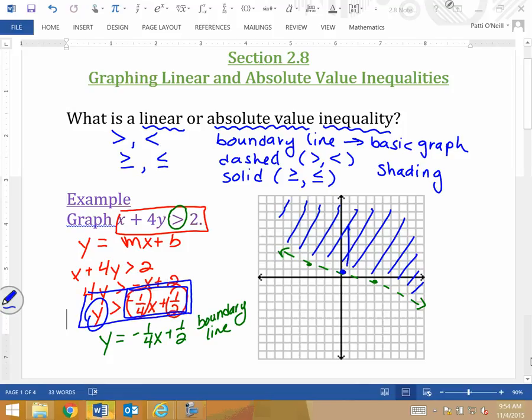And that's the end of it. We're going to label our boundary line as y equals negative 1/4 x plus 1/2. But overall, this is the graph of y is greater than negative 1/4 x plus 1/2. I could label it with the original inequality too, x plus 4y is greater than 2. Those labels would be acceptable. And that's it. So it's not too complicated.